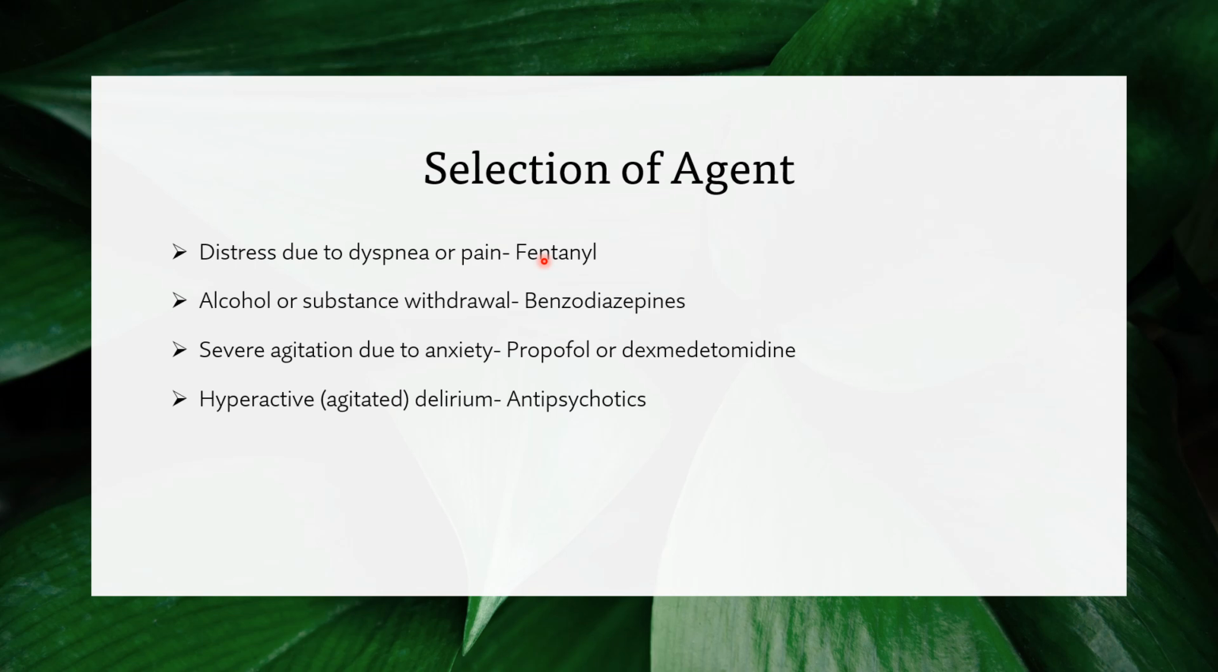Fentanyl is generally the most commonly used opioid for intermittent or continuous use due to its rapid onset and short duration of action. For patients with anxiety who do not need a continuous infusion, like some patients with mild to moderate alcohol withdrawal, intermittent dosing with benzodiazepines is appropriate. For severe agitation due to anxiety requiring a continuous infusion, either propofol or dexmedetomidine is preferred rather than a benzodiazepine. Exceptions include patients in whom benzodiazepines are first-line therapy for the underlying illness, like patients with alcohol or substance withdrawal.